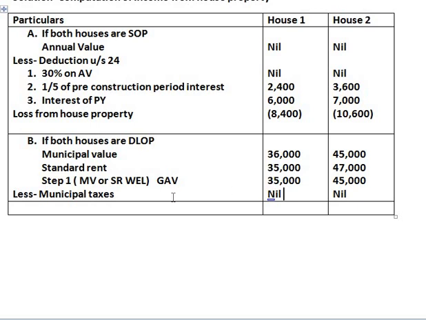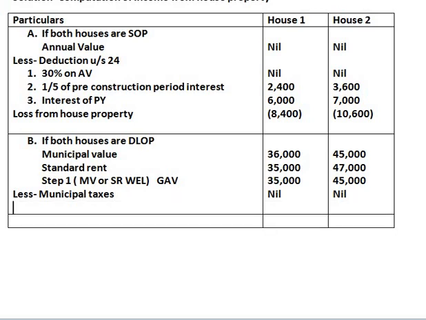Nil and nil. So whatever balance remains is known as what? Annual value. Therefore, annual value of house property 1 is 35,000 minus nil, we get 35,000. And 45,000 minus nil, we get 45,000 only.